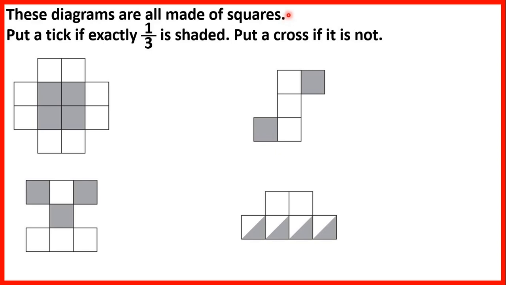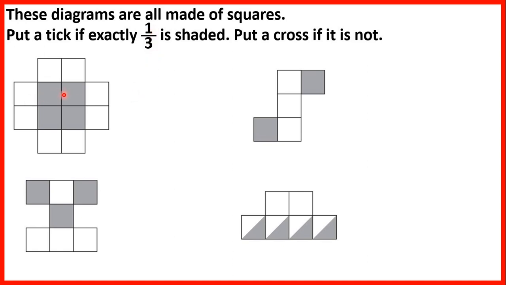These diagrams are all made of squares. Put a tick if exactly 1/3 is shaded, put a cross if it is not. So what we can do is find the fraction of each shape that's shaded, and then we can see if that fraction simplifies to 1/3.